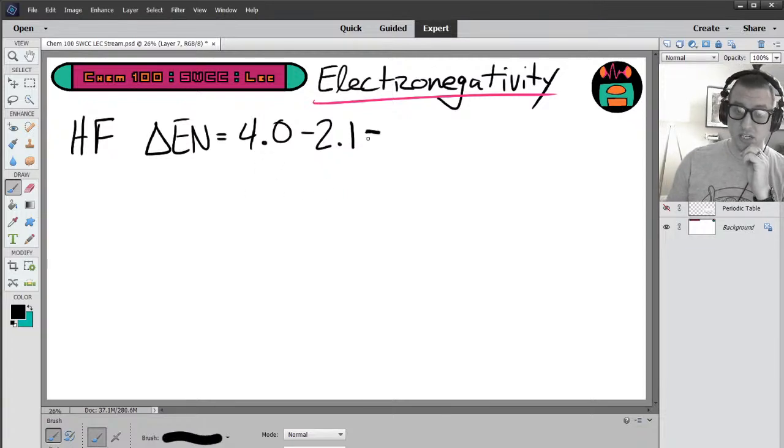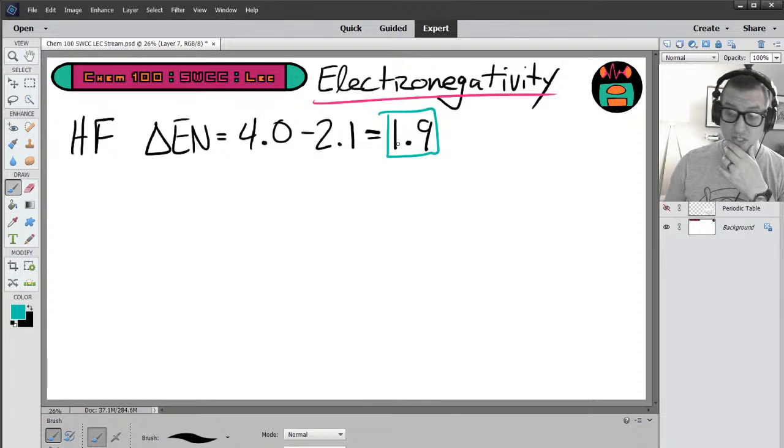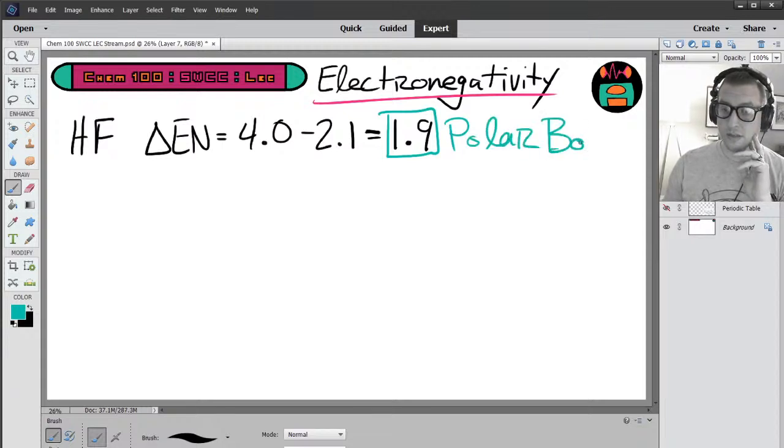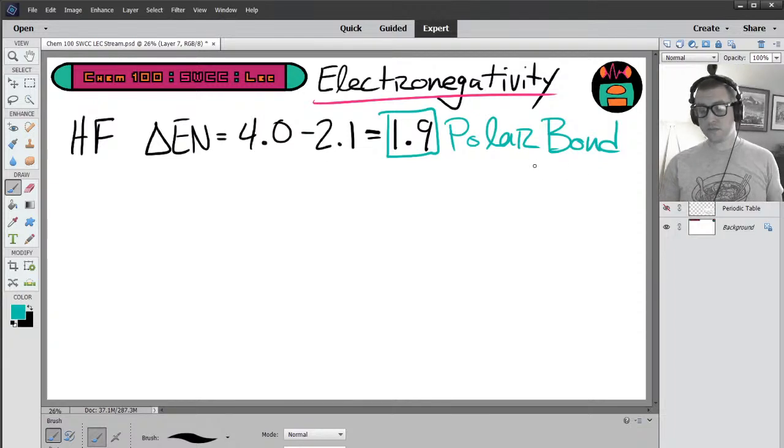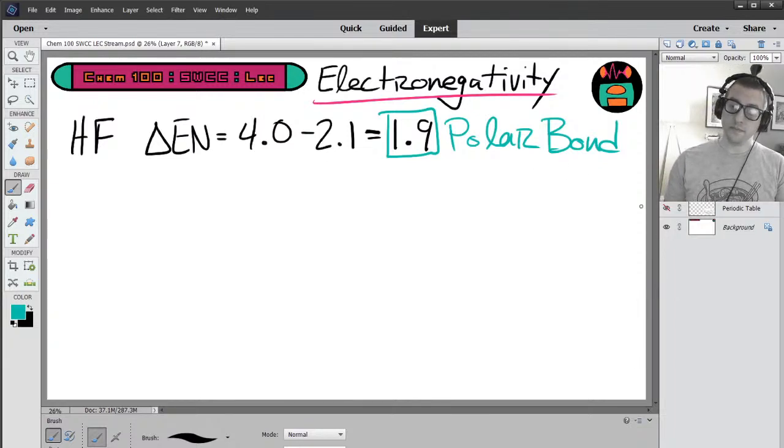All right, so our difference in electronegativity here is 1.9. This is squarely in between 0.5 and 2.0, right? It's near the end, but it is definitely a polar bond. All right, and so we got a polar bond, and we know what that means.